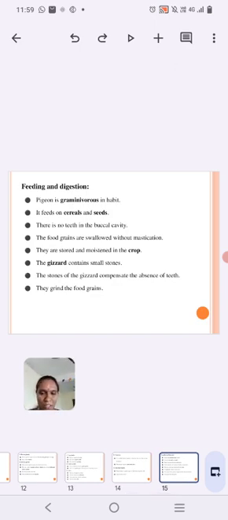Next I discuss the feeding and digestion of the pigeon. The pigeon is granivorous in habit. It feeds on cereals, seeds, and some fruits. In birds, there are no teeth in the buccal cavity. Because of the absence of teeth, food grains are swallowed without mastication.